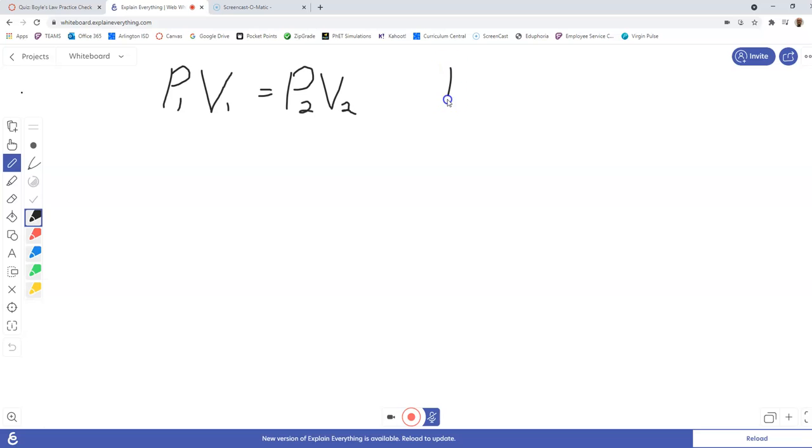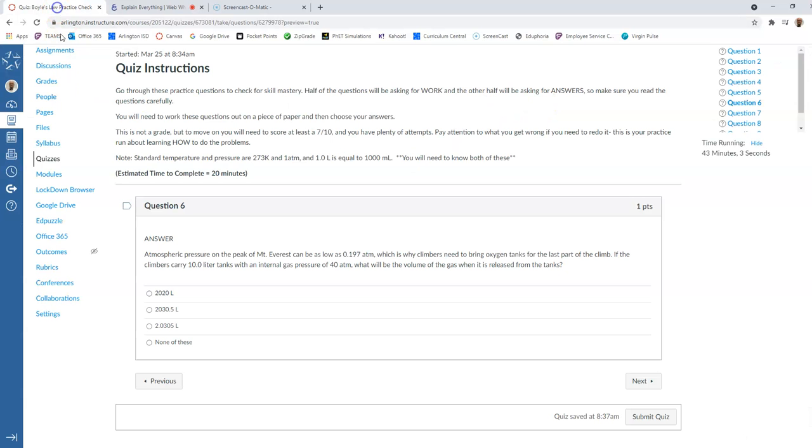In Boyle's law, temperature does not play a factor because temperature is constant. So if for some reason the temperature is changing, Boyle's law will not hold true. For our course, we don't have to worry about that. So let's look again at the question.